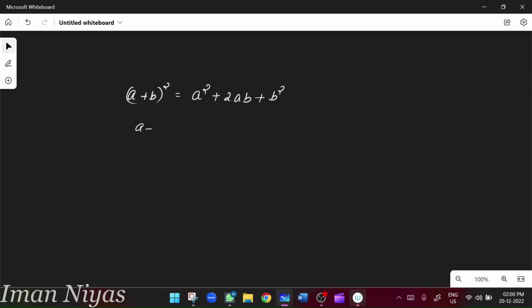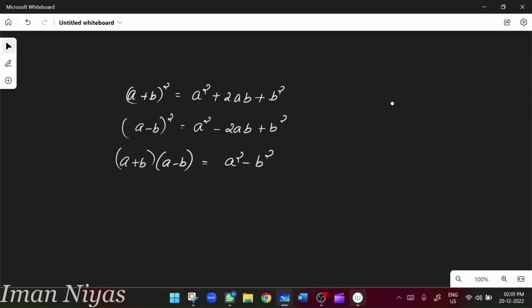And what is a minus b the whole square? When it comes to a minus b the whole square, there is only a slight change from a plus b the whole square. What is that? The second term will be negative. The rest will be the same as before, right? Now we have the third identity, a plus b multiplied with a minus b. What is the answer for this? That is a square minus b square.